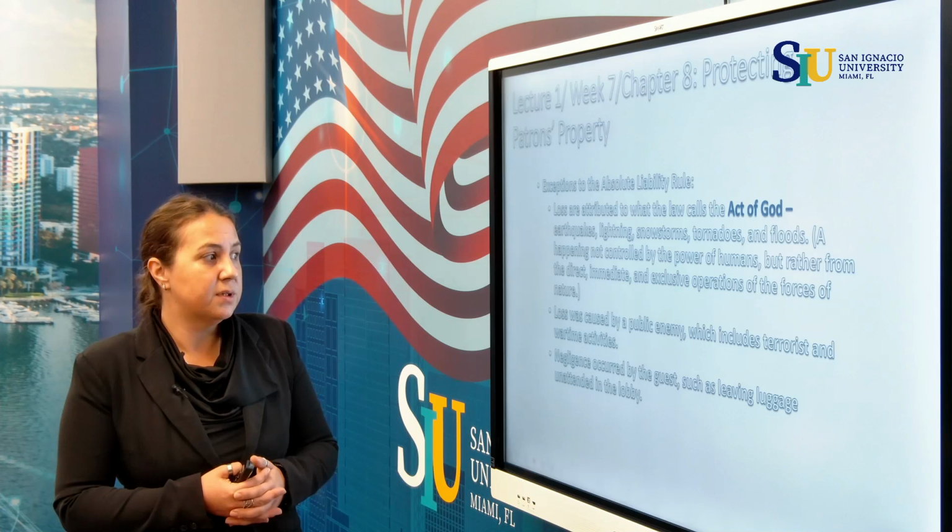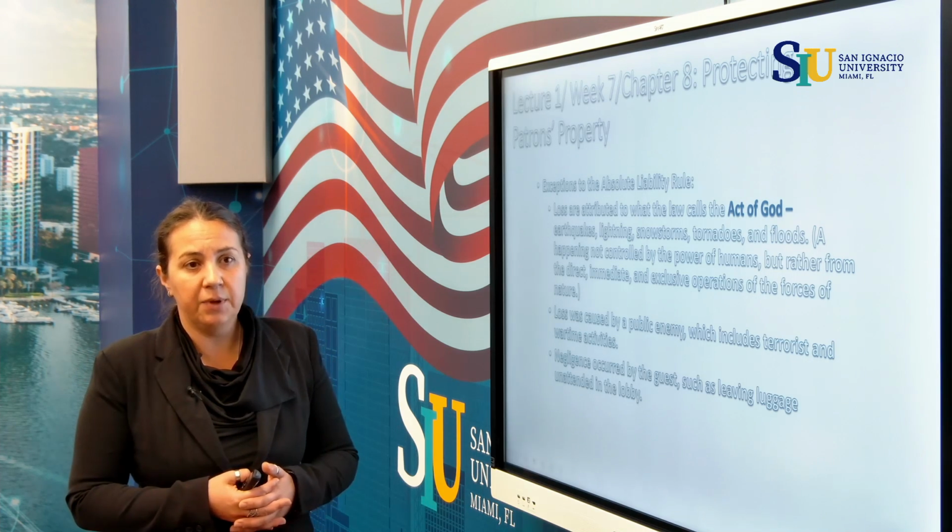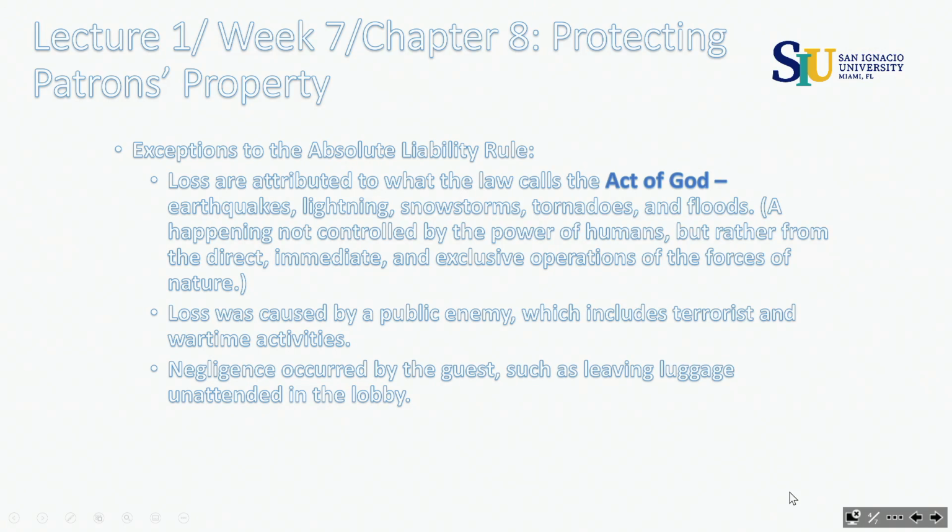If the loss was caused by a public enemy, that also becomes part of the exception. And under public enemy, we will include losses that could occur during wartime or losses that could occur due to terrorist attacks or an active shooter, somebody that is considered a public enemy.